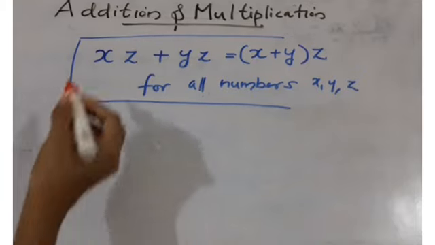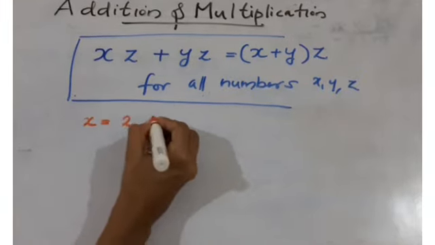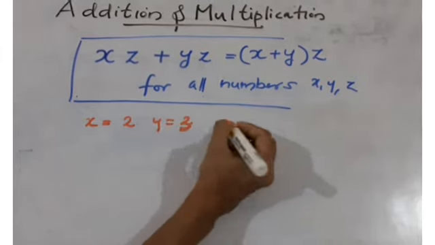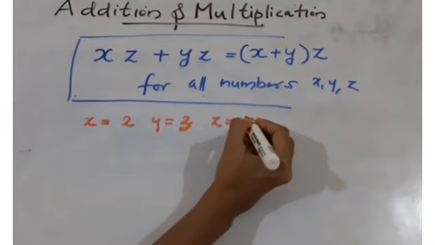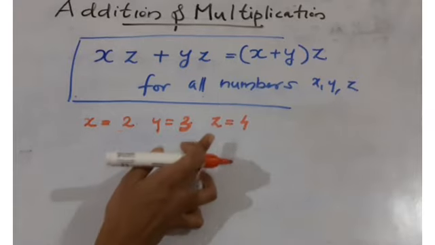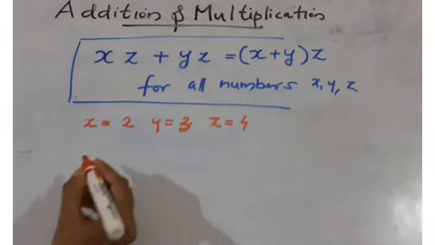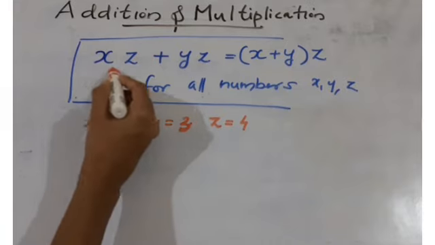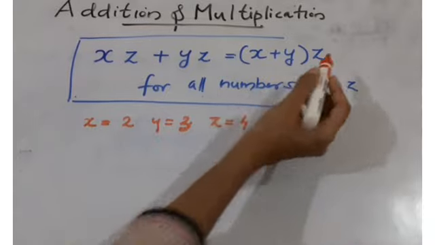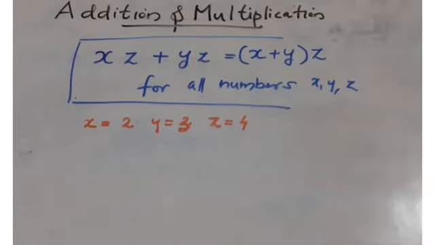So let us just check whether this is correct or not. Let x equal to 2, y equal to 3 and z equal to 4. Suppose these are my x, y and z. Now I am going to substitute these numbers in this equation, and after that I will substitute these numbers in the other equation. If both results are the same, then this equation is correct, right?